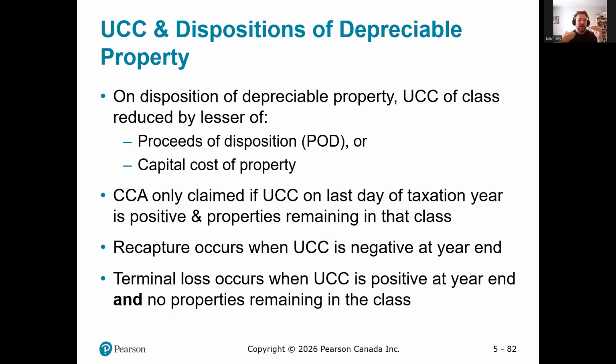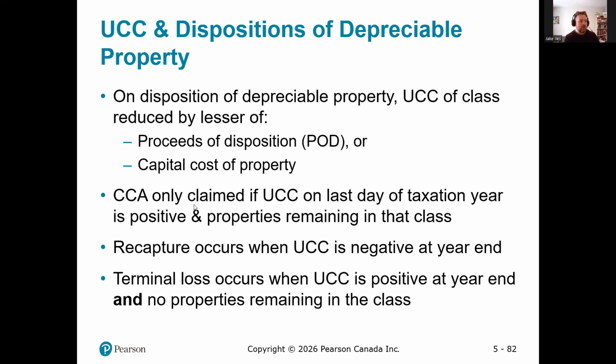The proceeds of disposition, it's much more likely you'll sell something for less than you paid for it, but it might be somewhere around your UCC. So we always subtract the lesser of capital cost or what we got for proceeds of disposition. So if we bought something for $100 and we sold it for $60, that $60, the smaller amount, will get subtracted from UCC. The subtraction usually lets us know whether or not we should consider recapture.